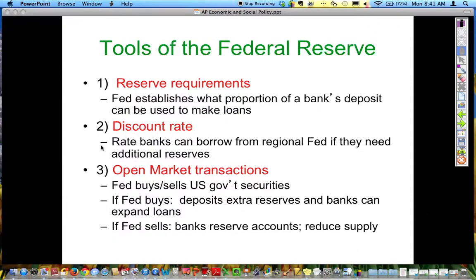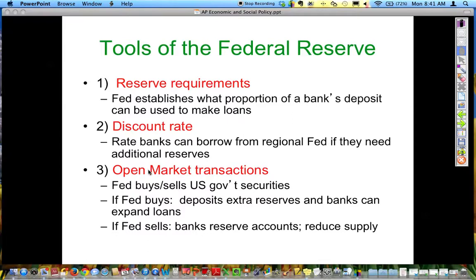They can set a discount rate, the rate banks can borrow from the regional Fed if they need additional reserves. For example, if you look on a dollar bill, it will say Federal Reserve with a letter. Kansas City has a Federal Reserve, Dallas, Denver. There's tons of regional Federal Reserve areas, and that's where our bankers go to secure money.